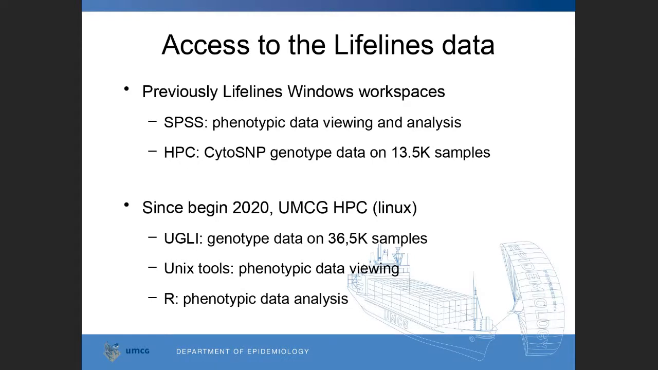But since last year, Lifelines made their data available on the UMCG high performance cluster, which is a Linux cluster, and which you saw already yesterday. The reason for this is the advent of the new genotype data on about 36,500 samples.